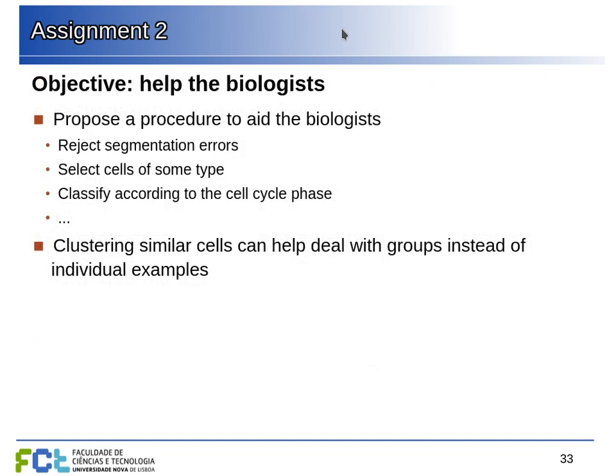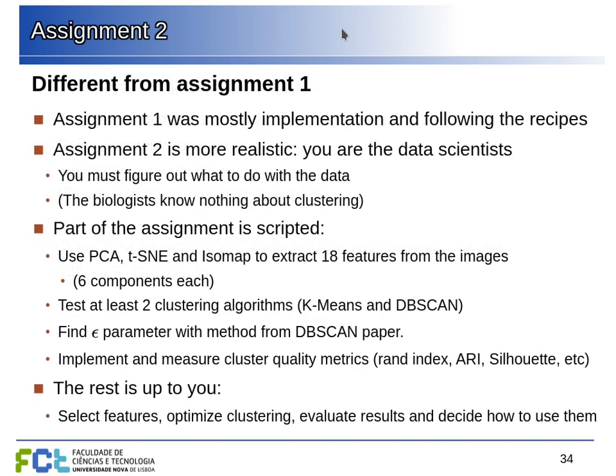Now, the objective of this assignment is for you to try to help the biologists using these unsupervised learning techniques that we've been looking at, to try to work something that can help reject segmentation errors, or select cells of the same type, or help the biologists label cells because they can label groups of cells that are similar, something like that.